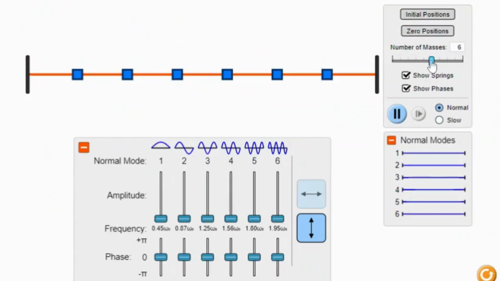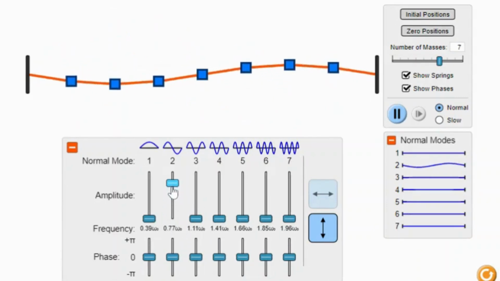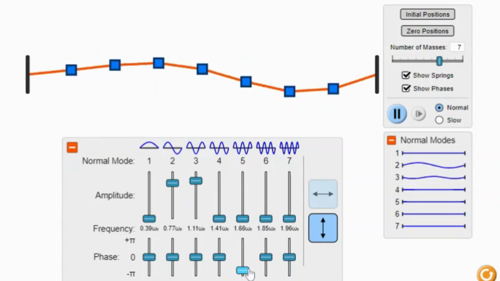Through exploration and experimentation, students can gain a deeper appreciation for the complex and fascinating world of normal modes and their applications in various fields.